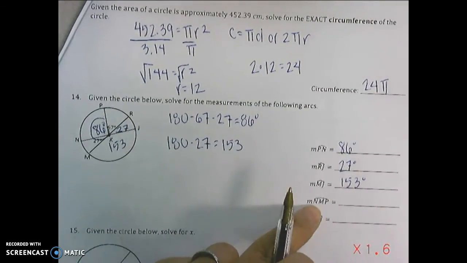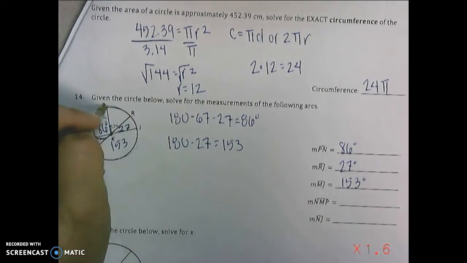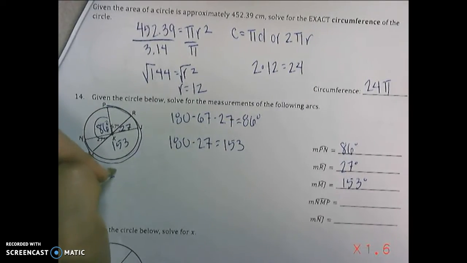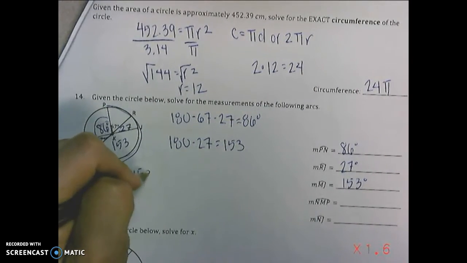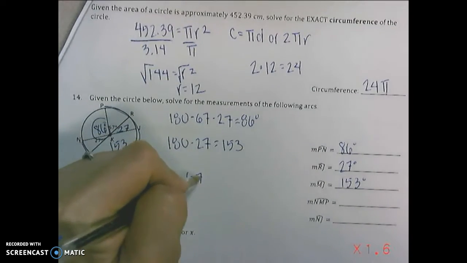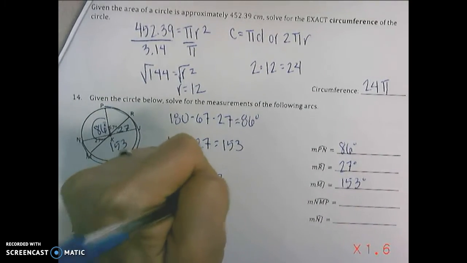Now we're talking about NMP. NMP all the way around here. So what I'm going to do is I'm going to do 27 plus 153 plus 27 plus 67, and when I add them all up, I should get 274.